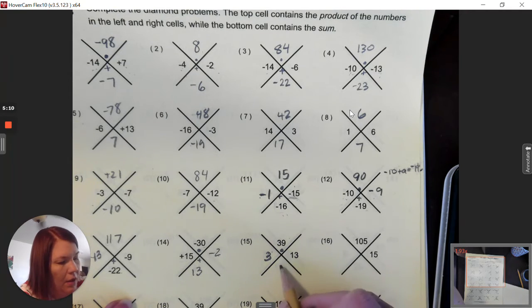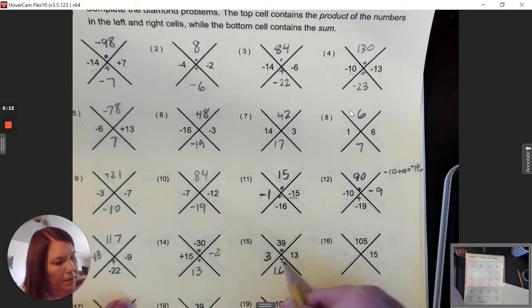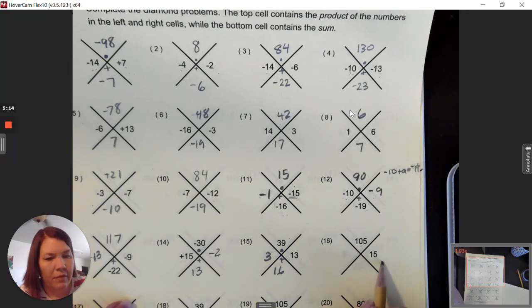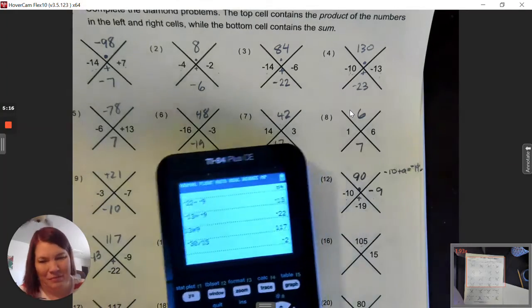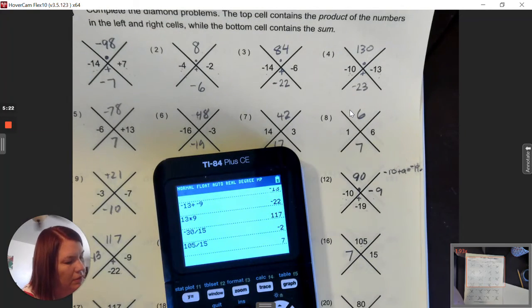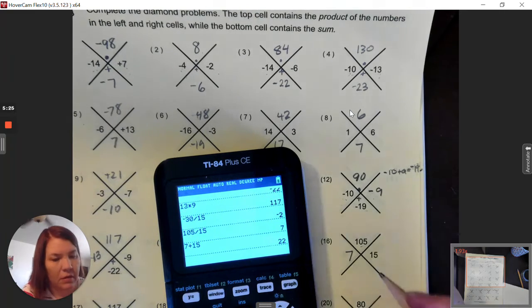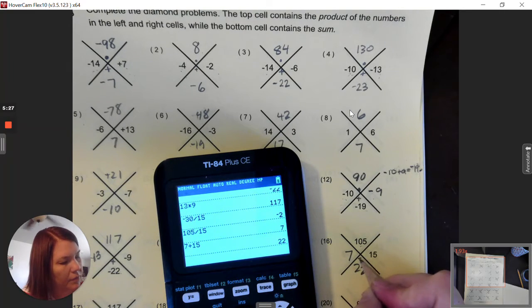When I add together, I get 16. And last one, 105. What times 15 is 105? I don't know. 105 divided by 15 is 7. And so then 7 plus 15 is 22. So that's kind of the thinking for those.